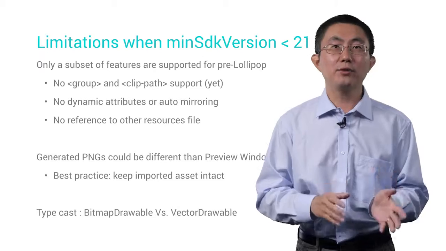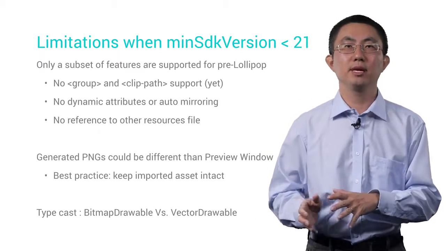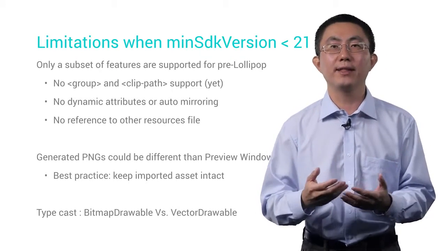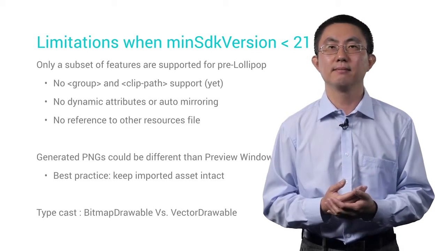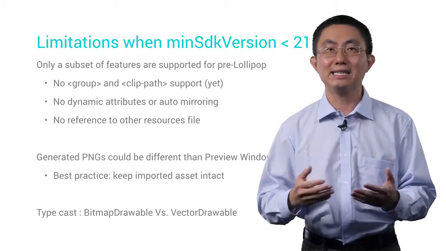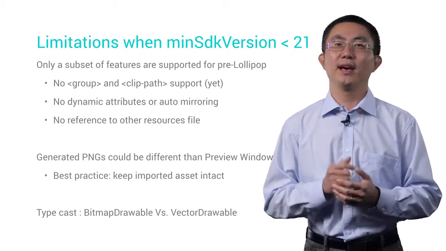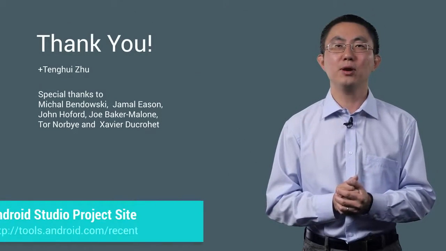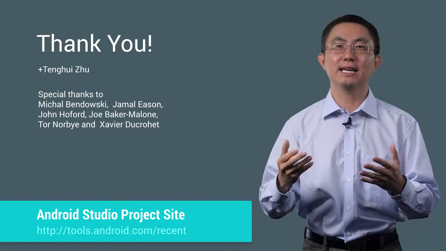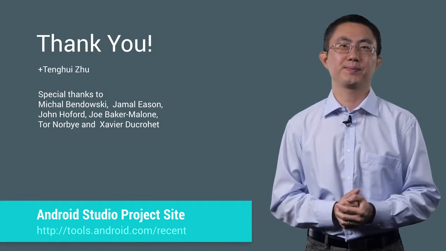Last, if you have to typecast the drawable object in your Java code, be aware of that on pre-Lollipop devices. This drawable should be cast as BitmapDrawable instead of a VectorDrawable. Also, set the drawable size properly to make sure they show up correctly in the older versions.